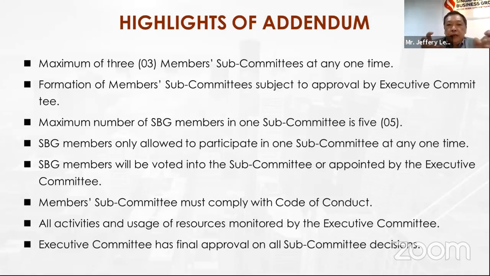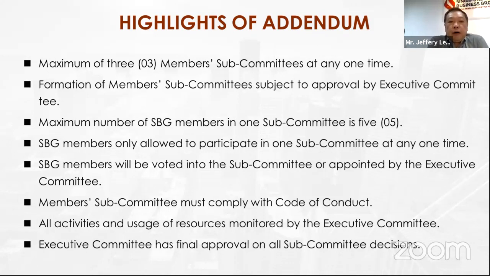Okay, so let me give you one slide only to highlight what is inside the addendum. There's a maximum of 3 member subcommittees at any one time because our resources are limited. We cannot run 3 to 5 or 7 subcommittees at any one time. The formation of member subcommittees is always subject to approval by the executive committee.